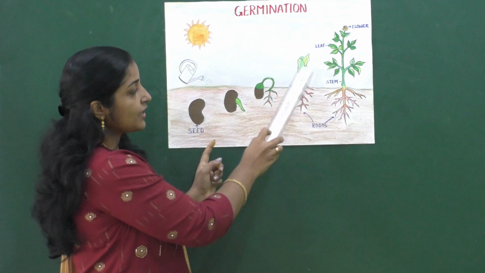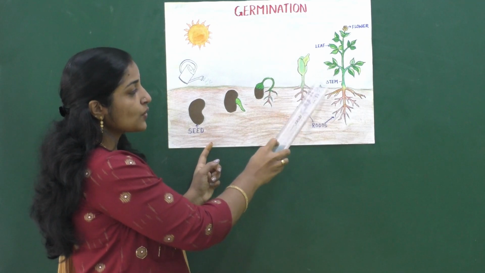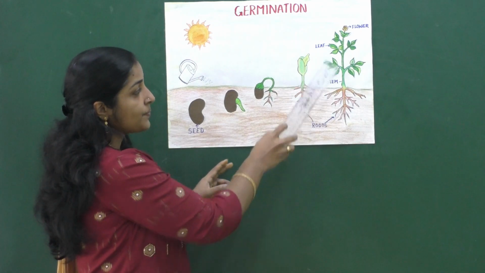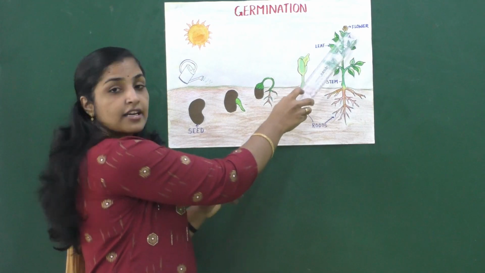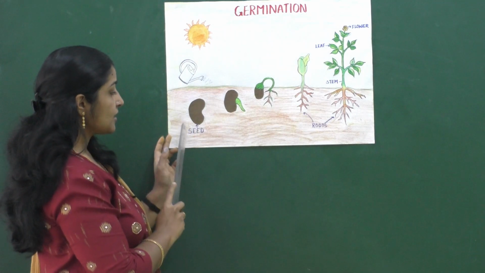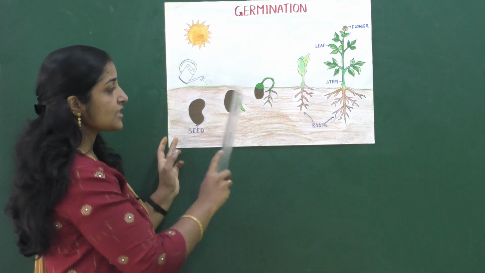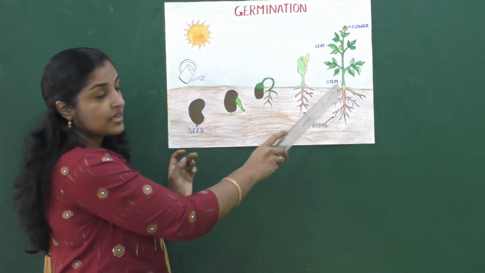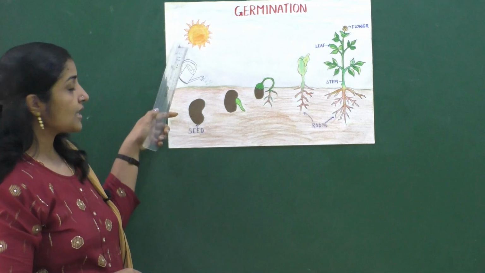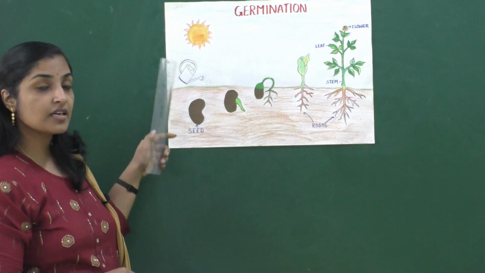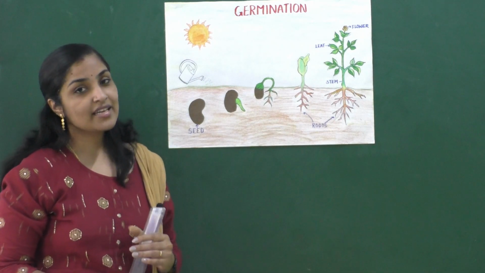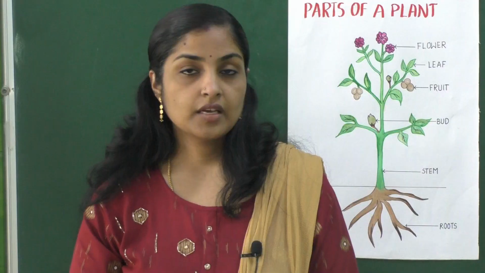Okay, children, the seedling grows into a plant which has stem, leaf, and flower. So, this process in which the seed converts into a plant under the proper conditions of sunlight, water, soil, and air is known as germination.